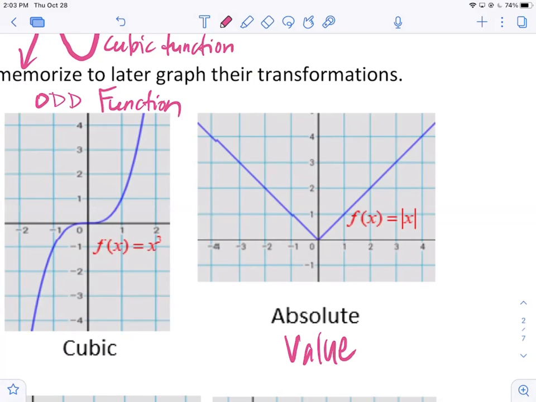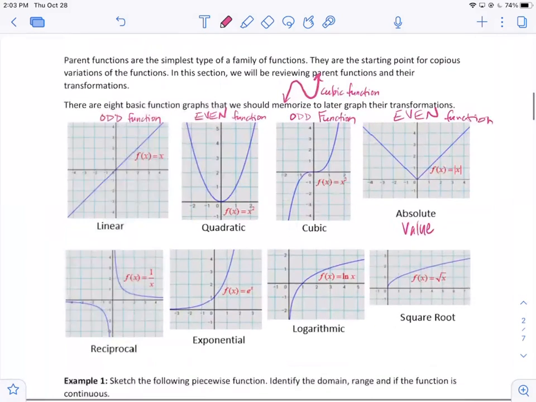Okay. This function is an even function. Even function. Yum. Yes, waitress, can you bring us some more even function over here to the table? Thank you. Yum.